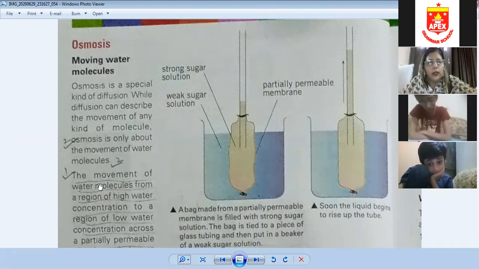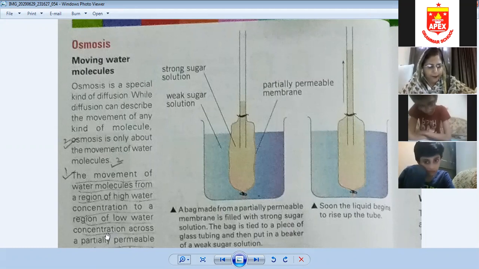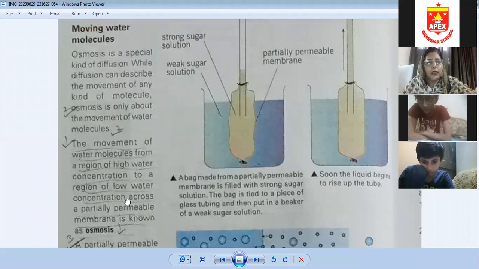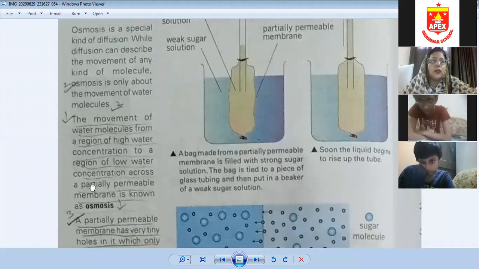The movement of water molecules from a region of high water concentration to a region of low water concentration across a partially permeable membrane is known as osmosis. This is the complete definition of osmosis. This definition has three parts which you have to understand.